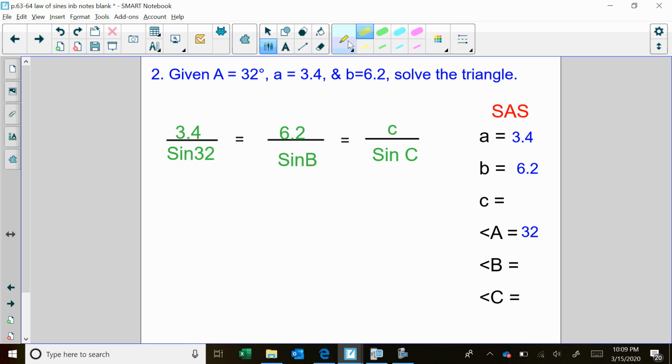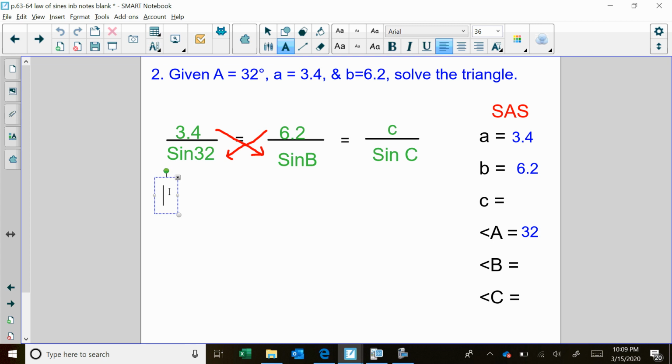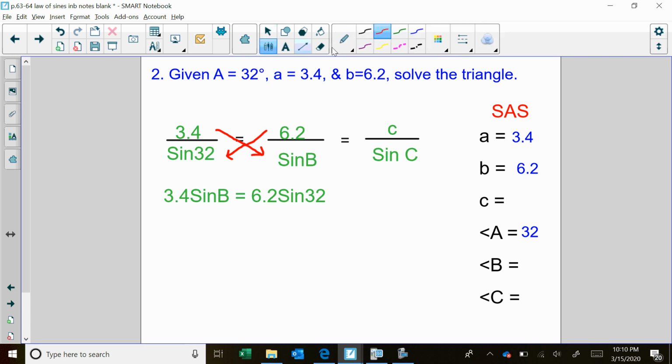So we will use this first fraction and second fraction right here. We'll go through the cross multiplication, which is 3.4 sine of B equals 6.2 sine of 32, which of course for the new problem we get new challenges. This time we're multiplying 3.4, so we're only going to divide by 3.4.